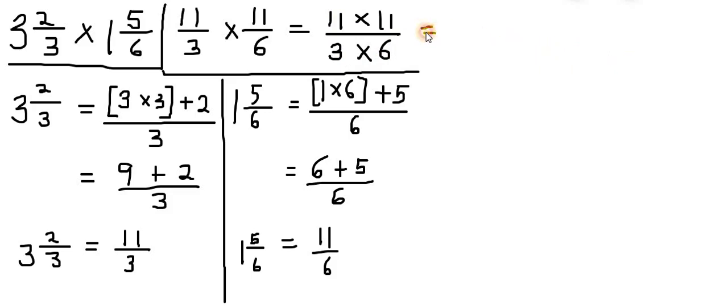So, 11 times 11, go through your times table for that, or long multiplication, that's 121. And 3 times 6, that's 18. So you end up with 121 over 18.